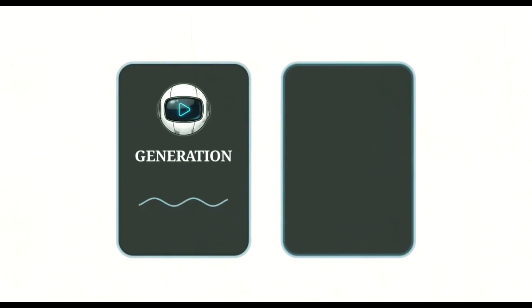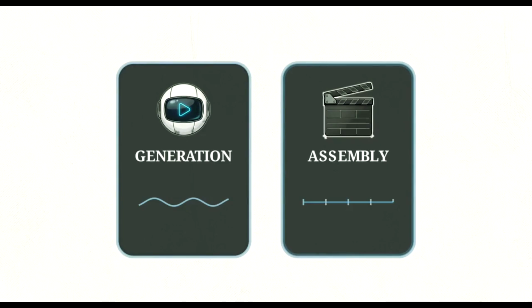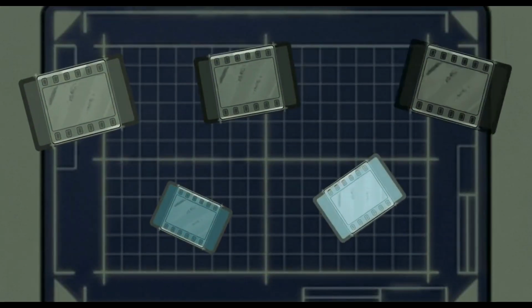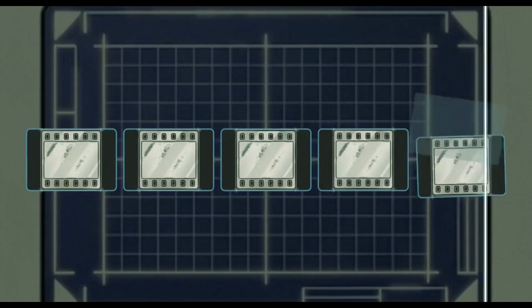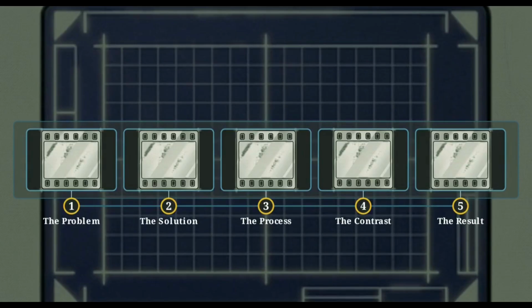Before we start typing, you only need two things to execute this workflow: an AI video generation tool and a basic timeline editor. Mastering this 5-scene structure is what allows you to move past generating random AI clips and start producing a cohesive sequence that follows a deliberate narrative arc.